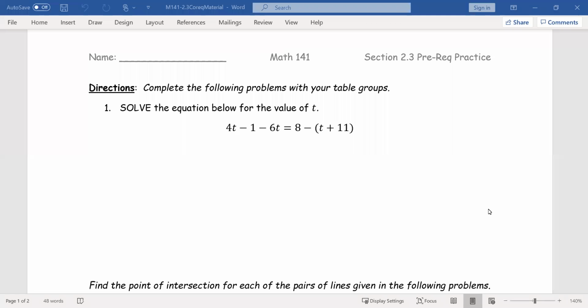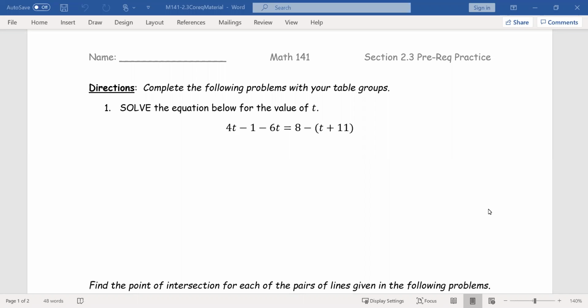All right, greetings everyone. The purpose of this video is just to go over some reminders about solving equations, some skills to help us prepare for section 2.3. Also, something that's really important in 2.3 is finding the intersection point of two lines, which is something we did at the end of section 2.2. So it might be a really good idea to go back, if you haven't done so already, and review the final video, the part 3 video for section 2.2.